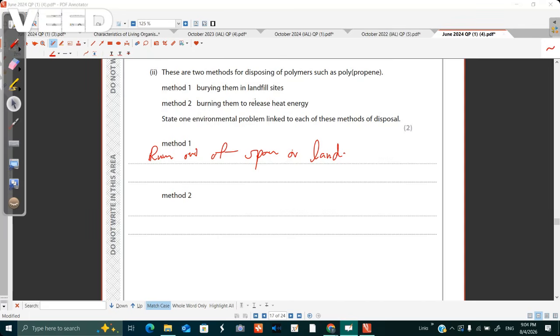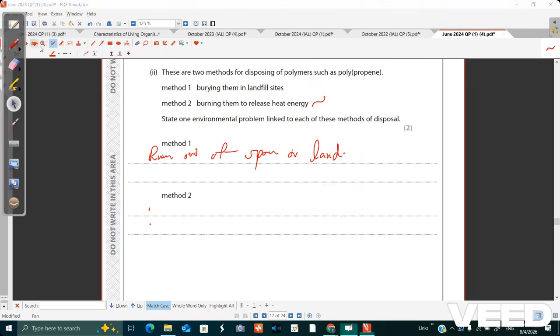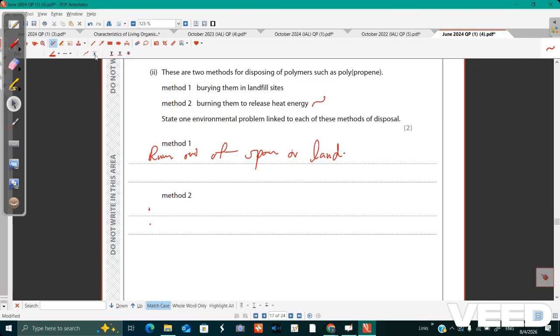Method 2, burning them to release heat energy. What will happen? It will release carbon dioxide and cause greenhouse effect. One major thing is global warming. It will contribute to global warming. And also, it may release toxic and acidic gases that will harm the environment straight away. So you can tell, these are not sciences even, like the social sciences. You can even think and write.